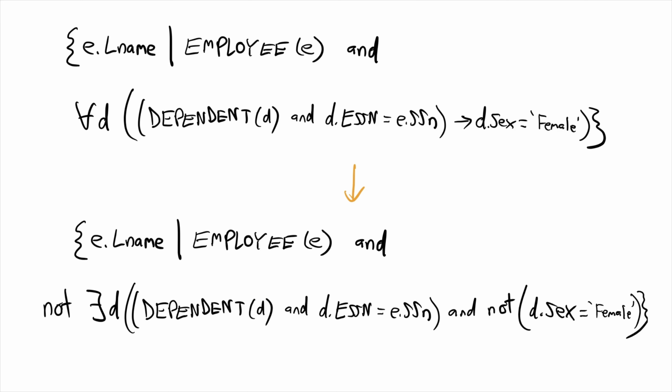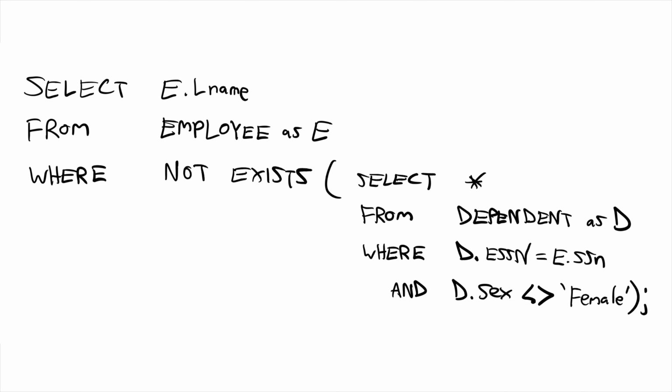So going back to our example of wanting to find employees who have only female dependents, we can transform our universal quantifier statement into an equivalent statement that involves an existential quantifier instead. From here, the translation in SQL is fairly straightforward. SQL supports the exists statement as well as negations, so we can say select the names of employees where, and then use not exists with an embedded query to express the rest of the conditions that we want. And then we'll get our employees who have only female dependents.